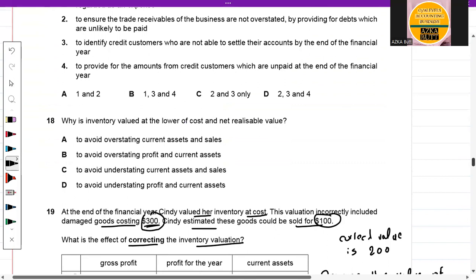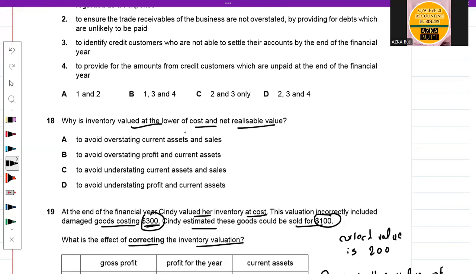Okay. So the next one, why is inventory valued at the lower of cost and net realizable value? So basically, inventory is valued at the lower of cost and net realizable value to follow the accounting principle of prudence, which requires you to avoid the overstatement of assets and profits and recognizing the losses as soon as possible.